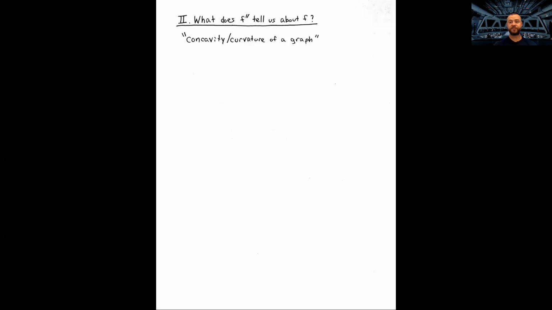Okay, so the question right now is just what the second derivative tells us about the function, and the answer is a concept in calculus called concavity. This is the technical term for basically curvature of a graph, whether it's curved upwards or curved downwards. We're going to make that a little more precise.